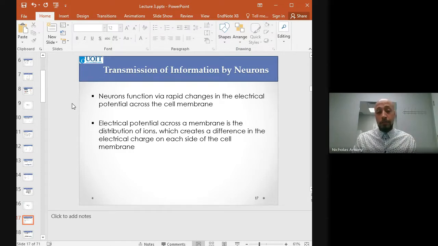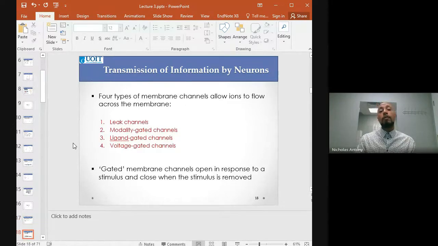There are four main channels that our neurons utilize to develop and send this electrical potential afferently or efferently throughout the body. The four channels are leak channels, modality-gated channels, ligand-gated channels, and voltage-gated channels. Gated means that they open and close, whereas the leak channels are just always open.